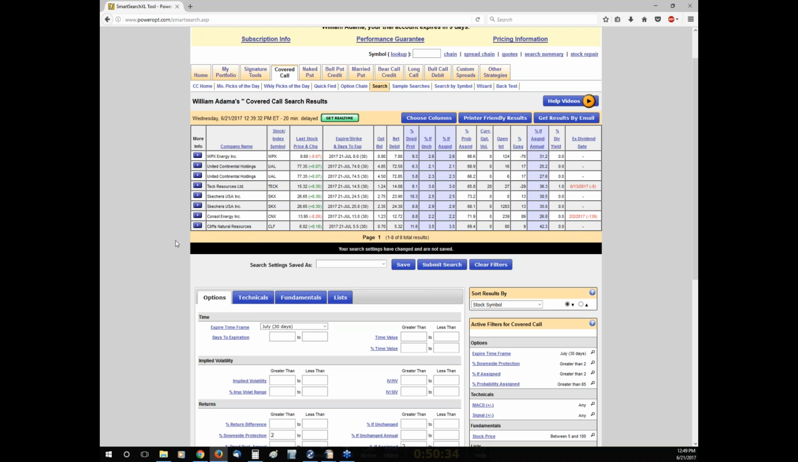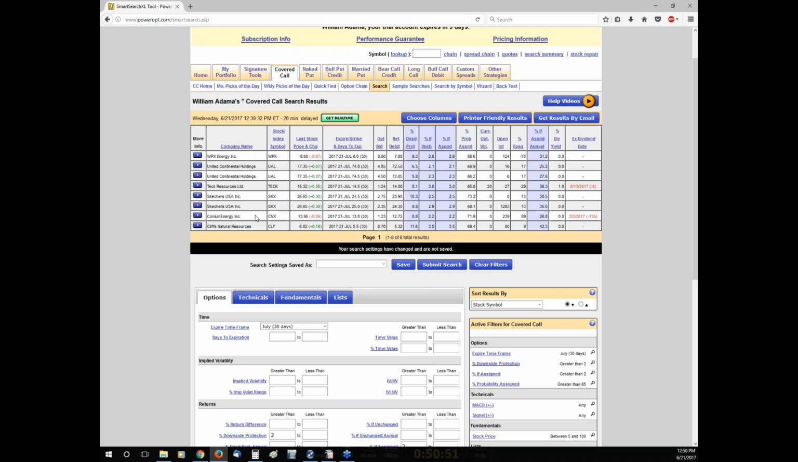But you know this stock is a 5-star recommended stock. We recognize all the names on here. Tech Resources might be the only one that I'm unfamiliar with. WPX Energy I have heard of, of course, but Tech Resources is the only one I haven't heard of.